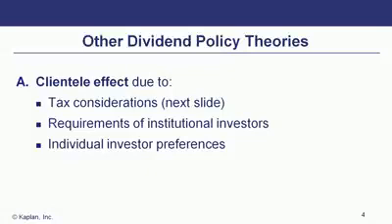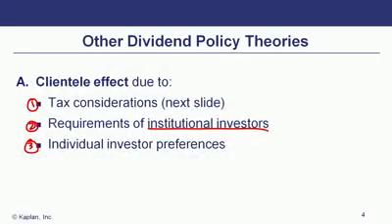Well, this clientele effect exists because of, first, tax considerations. We'll see that in a second on the next slide. The second one is requirements of institutional investors, and then finally individual investor preference. Let's talk about bullet points 2 and 3 first before we move on to the tax consideration. The first thing I want to talk about, the requirement of institutional investors, is that certain institutional investors have a preference for a certain type of income. So some investors may prefer less in dividends, some prefer more, depending on their individual needs.